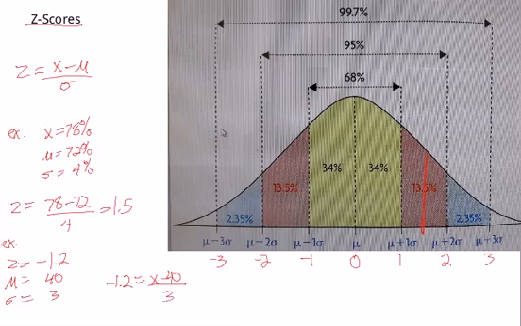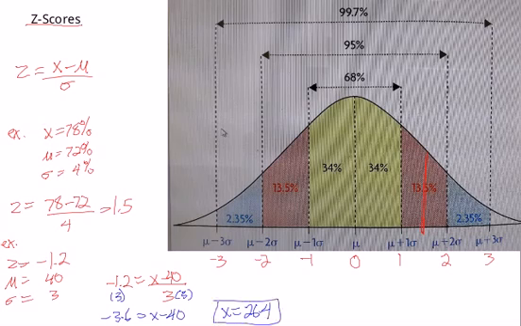We multiply by 3 on both sides first. So -1.2 times 3 would be -3.6, and then we'd have x minus 40. Adding 40 to both sides is your last step, so we get x equals 26.4.